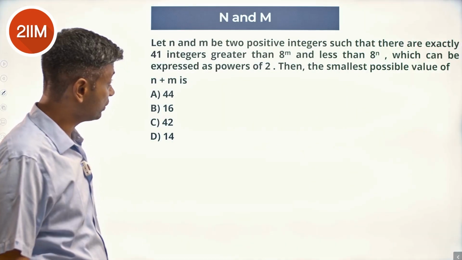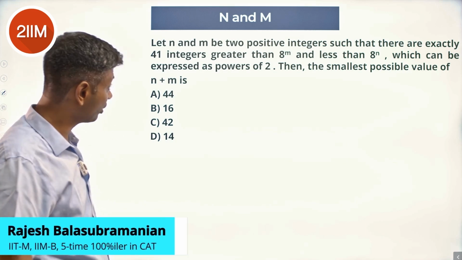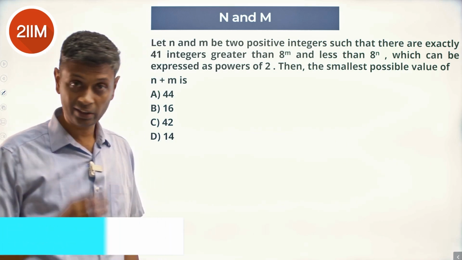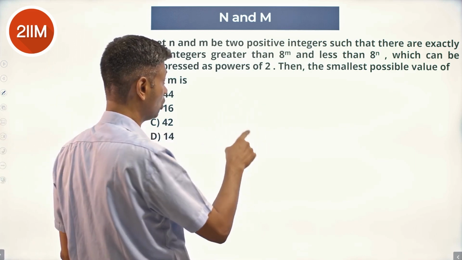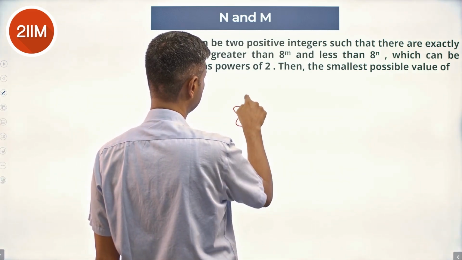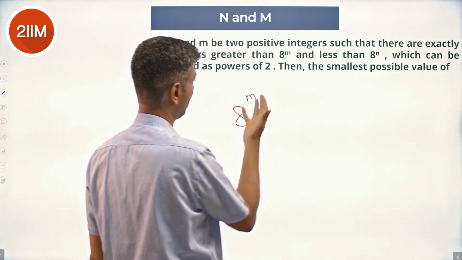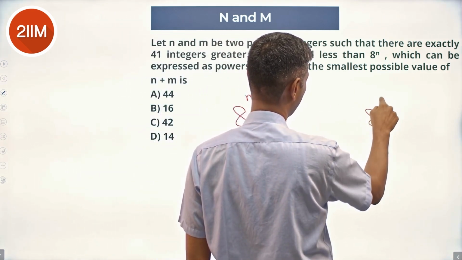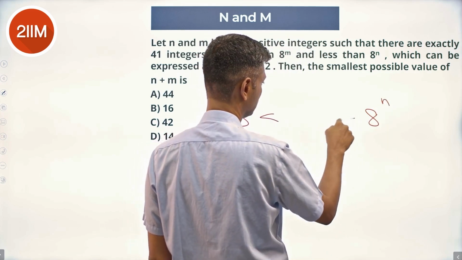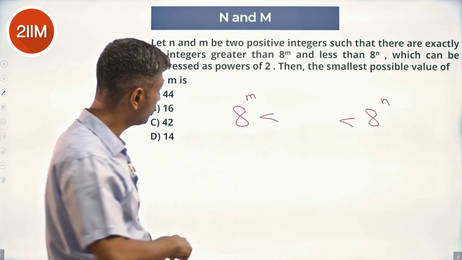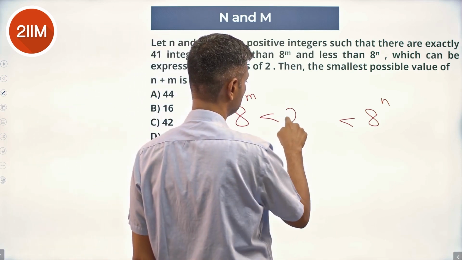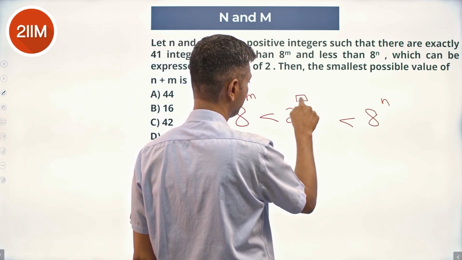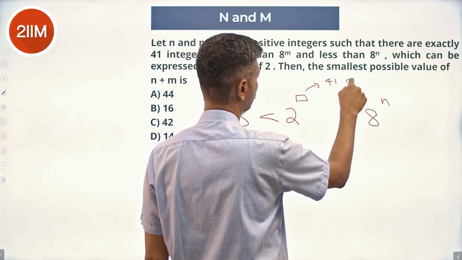Let n and m be 2 positive integers such that there are exactly 41 integers greater than 8 power m and less than 8 power n, which can be expressed as powers of 2. Okay, nice. So 8 power m, greater than 8 power m and less than 8 power n. So 41 integers that can be expressed as powers of 2. Fine. So this is 2 power something, 41 different values.